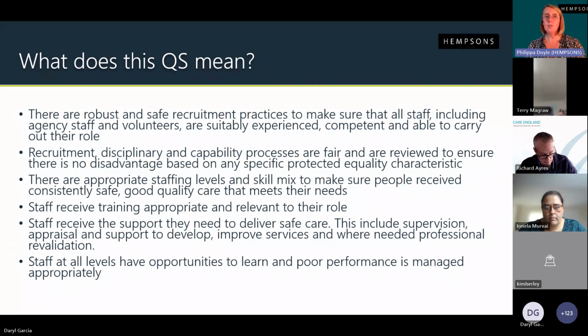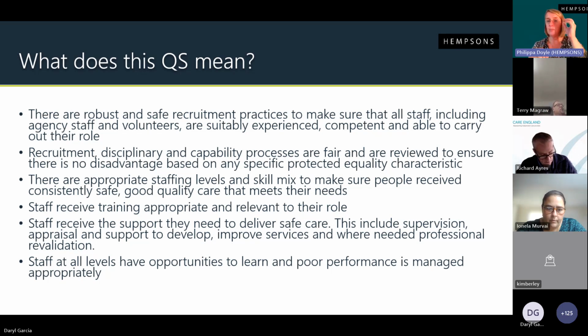CQC then very helpfully tell us what the quality statement means, which gives us a bit more of an understanding of what they're looking for. There are six points there. They're looking for robust and safe recruitment practices to make sure that all of your staff, and that includes agency staff, any volunteers and workers within your service, have suitable experience, are competent and are able to carry out their role. They're looking to see that your recruitment, disciplinary and capability processes are fair and kept under review, to ensure that there are no disadvantages to people based on specific protected equality characteristics.